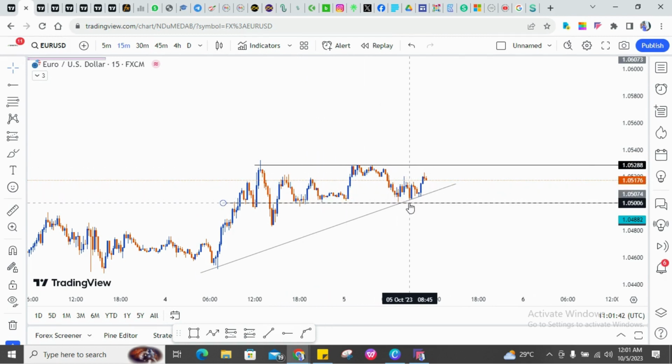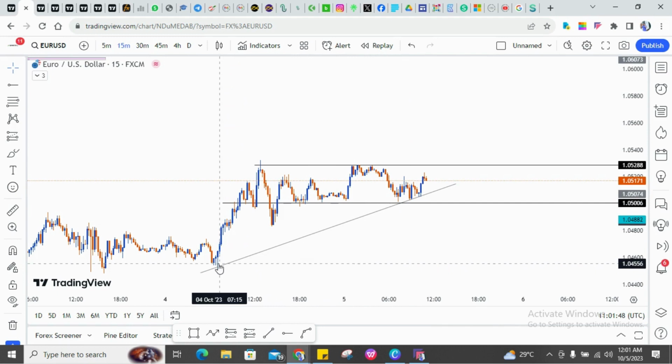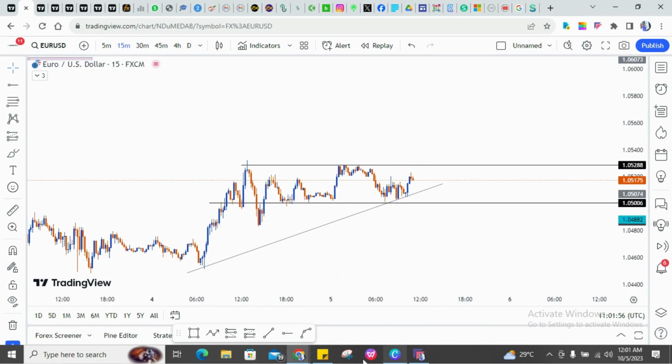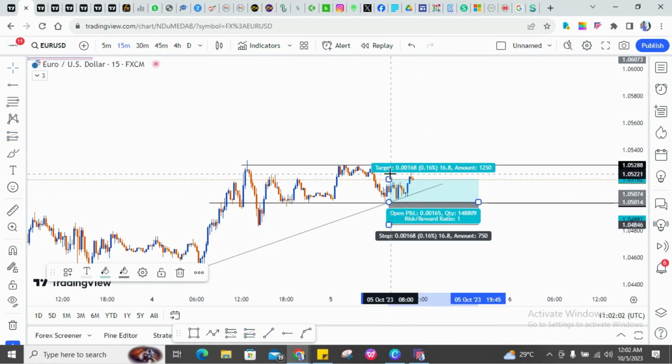So right now, price got to the support, around this part. So it is still bouncing on top of our trend line. So immediately price got to this support around here, I placed a buy. So this was what I did. I placed a buy from here.